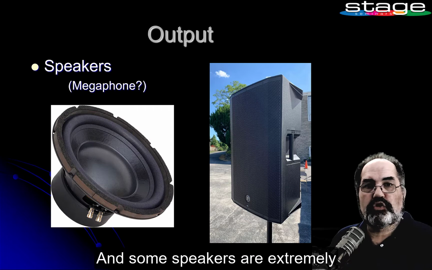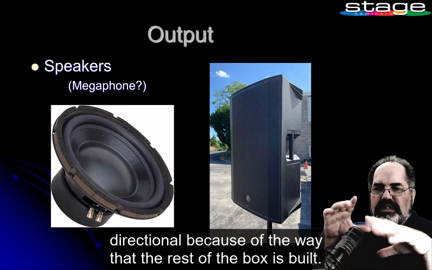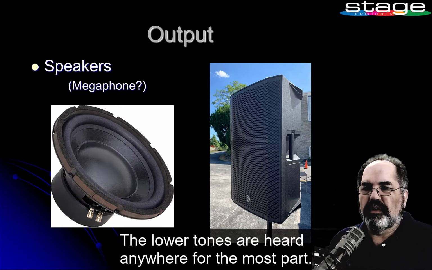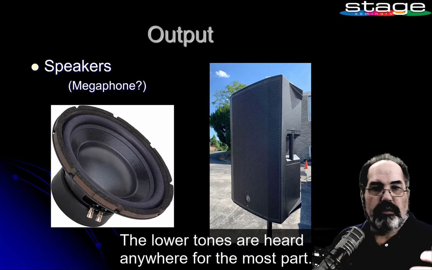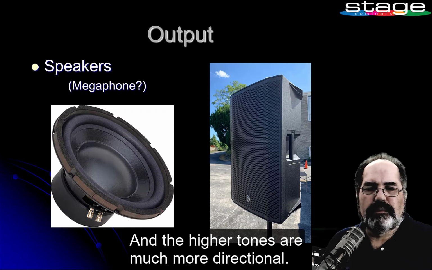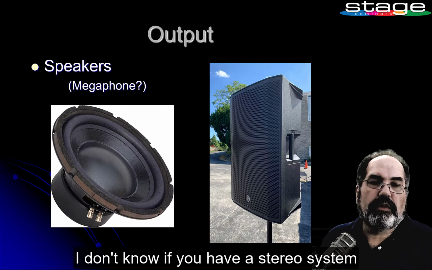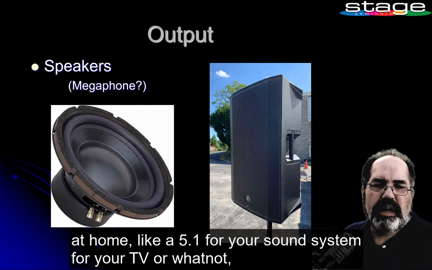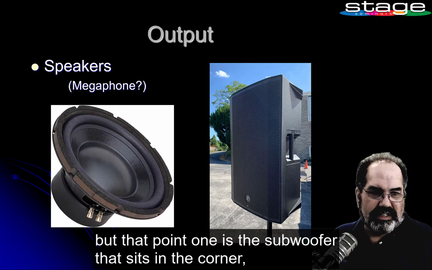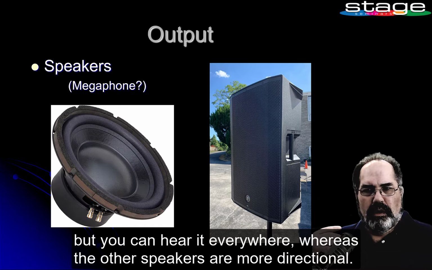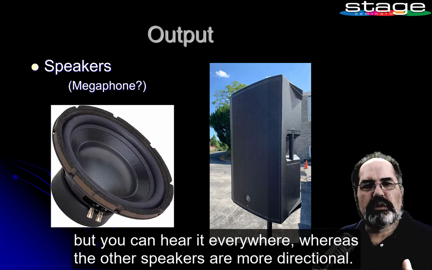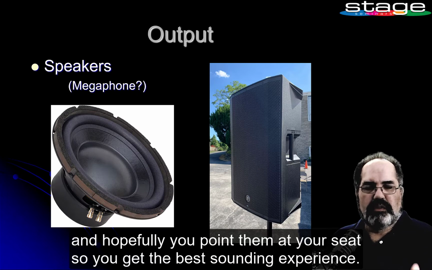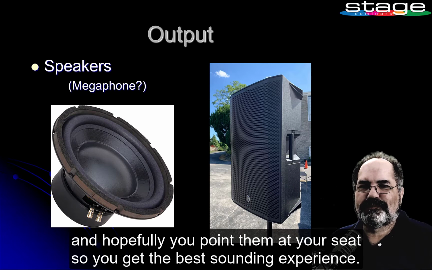Some speakers are extremely directional because of the way that the rest of the box is built, and some can be heard from just about anywhere. The lower tones are heard anywhere for the most part, and the higher tones are much more directional. I don't know if you have a stereo system at home, like a 5.1 for your TV, but that .1 is the subwoofer that sits in the corner, but you can hear it everywhere. Whereas the other speakers are more directional, and you point them to where you're sitting. And hopefully you point them at your seat so you get the best sounding experience.